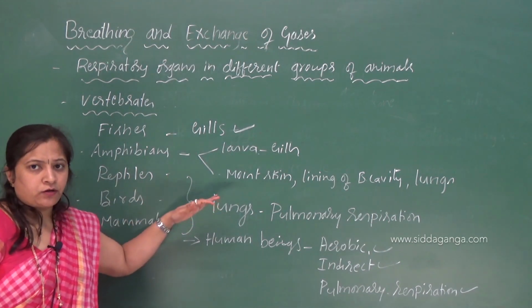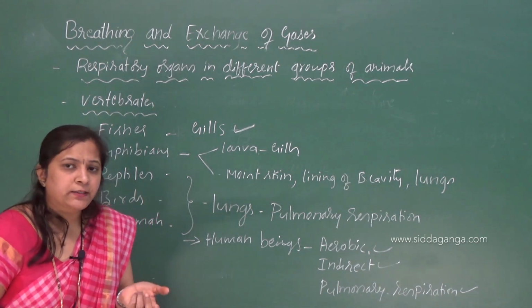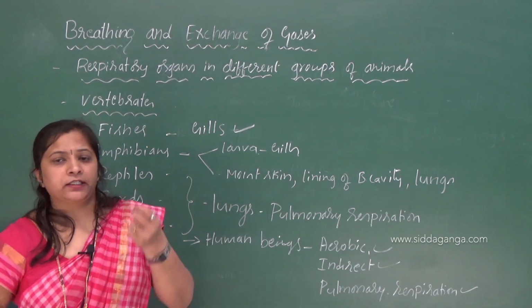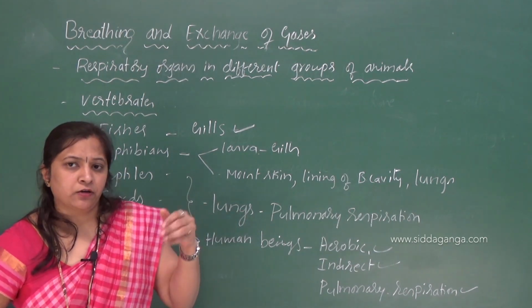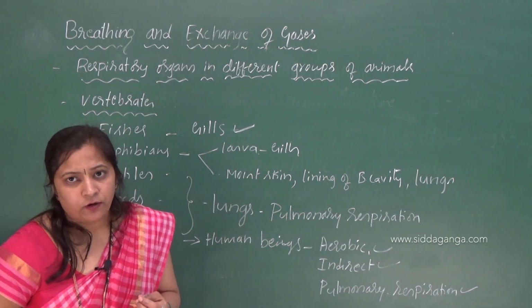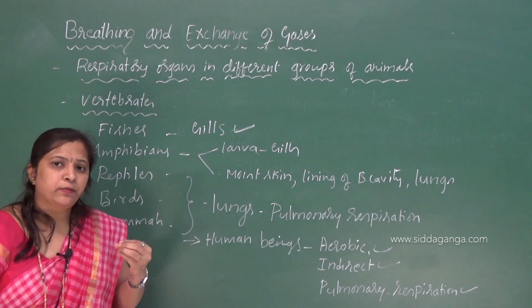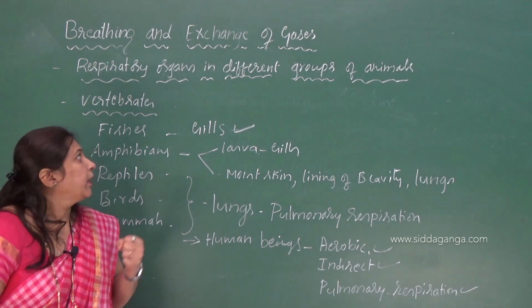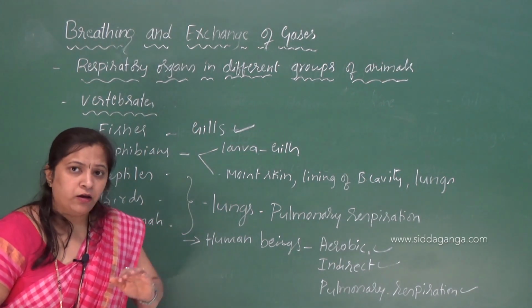So all of you understood the concept clearly. Today you learned what is respiration, what is breathing, and what are the different types of respiration, that is aerobic respiration and anaerobic respiration. Aerobic respiration occurs in the presence of oxygen, anaerobic respiration occurs in the absence of oxygen. In aerobic respiration there are two types, direct respiration and indirect respiration. And what are the respiratory organs in different groups of animals. Okay, all of you understood clearly?